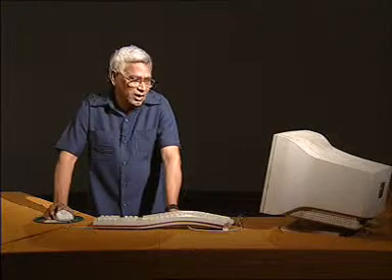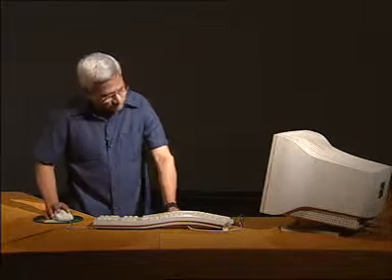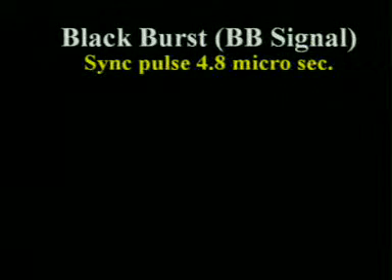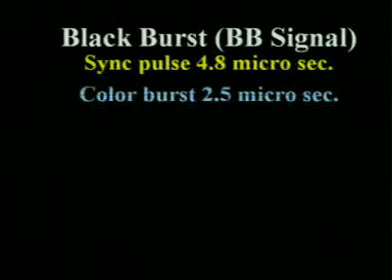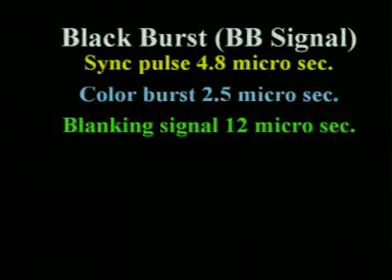The other portion, which is non visible, is called the black burst or the BB signal. This contains the sync pulse of 4.8 microsecond, color burst of 2.5 microsecond and blanking signal of 12 microsecond. These are the durations of the pulses available in black burst.